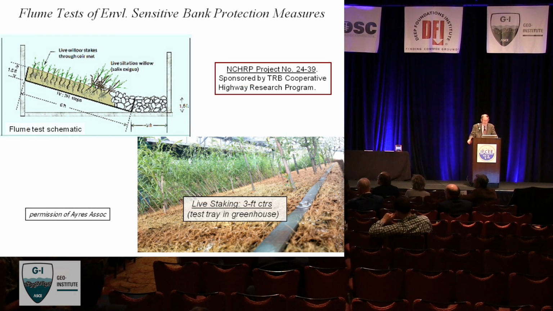Large-scale flume tests are being conducted as part of the ongoing NCHRP project to determine the performance characteristics of different types of biostabilization countermeasures. The applicability and effectiveness of individual measures when subject to varying stream hydraulic and site conditions are being studied. Some of these conditions include the steepness of the bank, 2-to-1, 3-to-1 slopes, and stream discharges of 50, 100, and 150 cubic feet per second. So here are some photos of a flume test. The vegetation is grown in the top photo. You can see live stakes and live siltation, which is being tested in the flume.